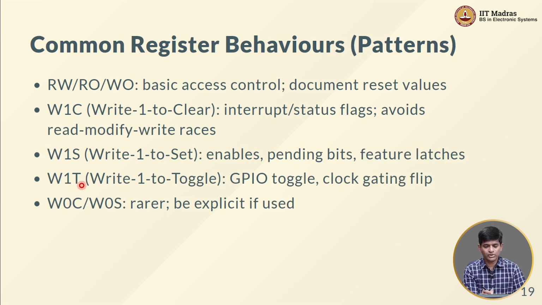Now why is this useful? Primarily for GPIOs, right. You can actually say write one to toggle, and every time I write one to it, this is like a toggle button, right. Every time I press it, the state changes. And by writing one to toggle it, you can basically say, okay, I don't have to read it, mask it, change the value and then write it back. I just write one to it, it inverts the state.